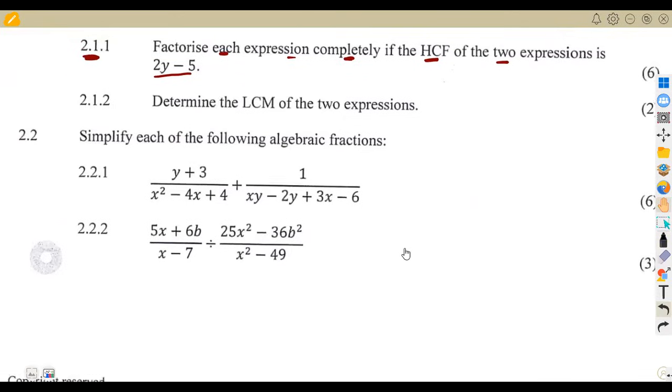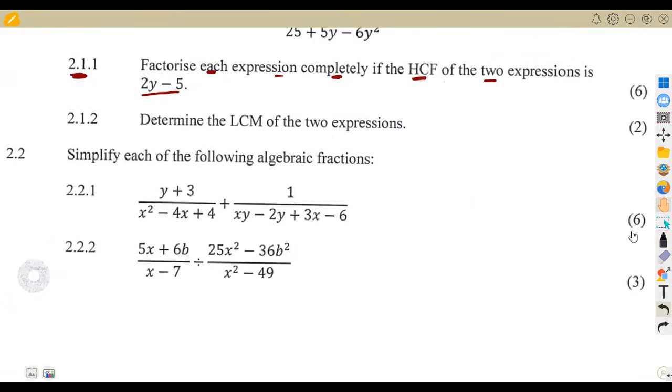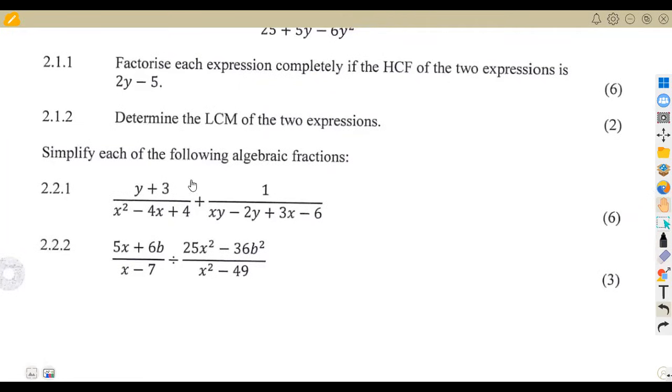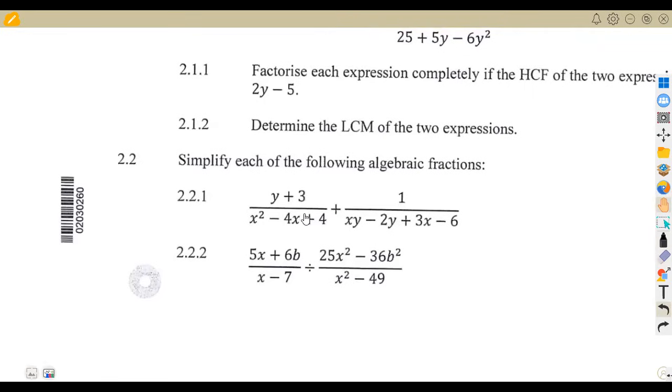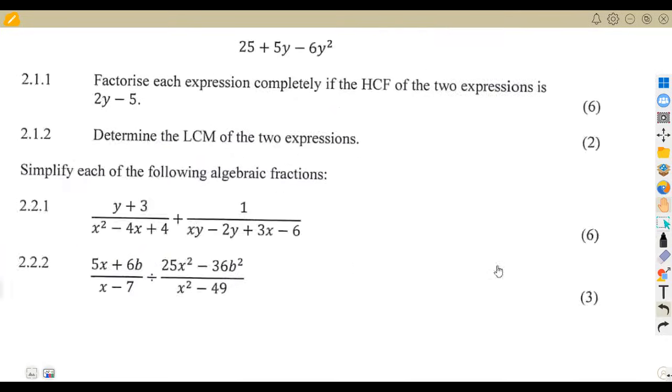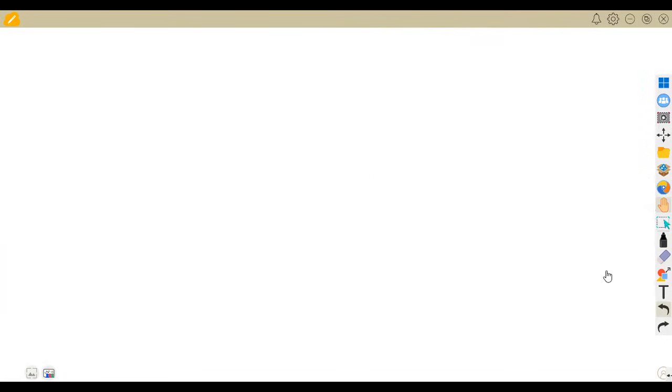Then if you move on to question 2.2, this one I actually was wondering what they were trying to do. Okay, let us see our question. This is y plus 3 over x squared minus 4x plus 4, plus 1 over xy minus 2y plus 3x minus 6. Let's see if this actually will make sense at the end. We are asked to simplify.